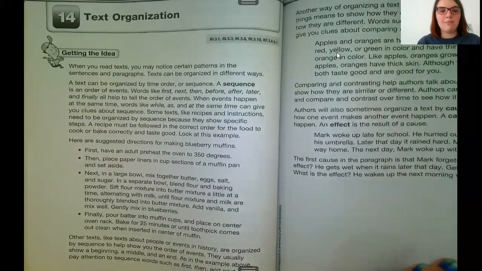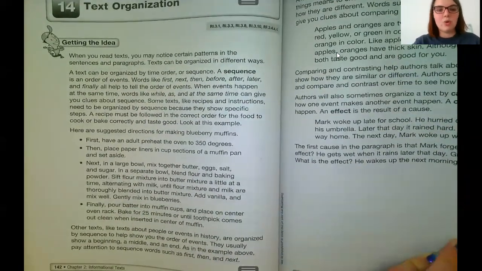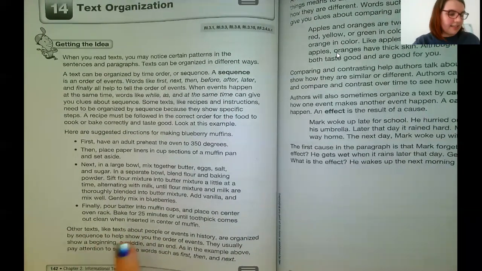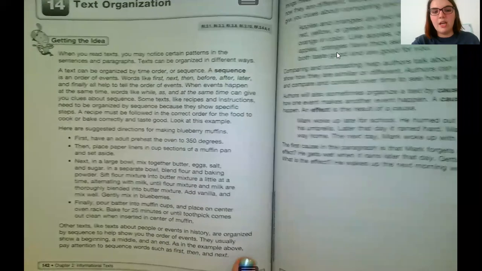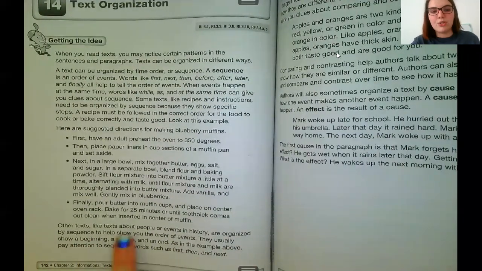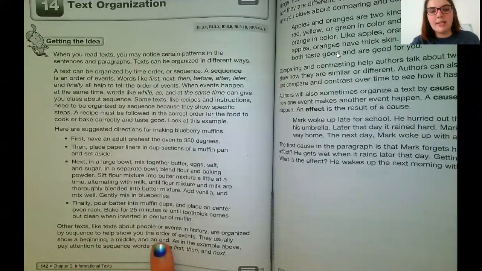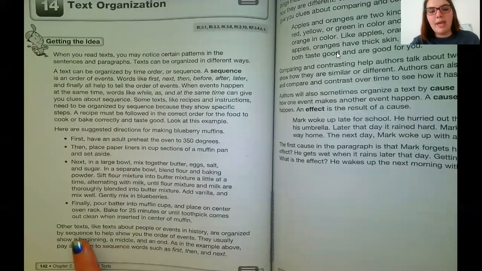So now we're looking at historical texts or events in history. Other texts, like texts about people or events in history, are organized by sequence to help show you the order of events. They usually show a beginning, a middle, and an end. As in the example above, pay attention to sequence words such as first, then, and next.